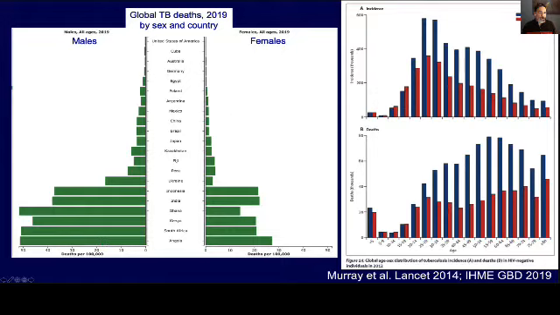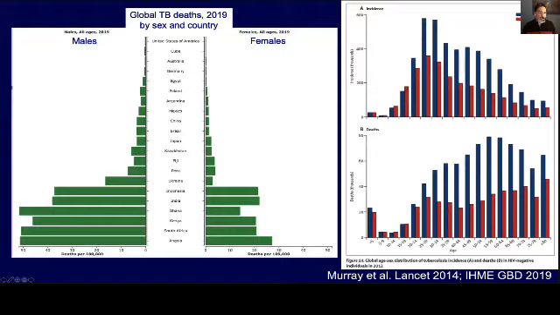I'm showing here the TB incidence on the right. This is an old graph from that Lancet article in 2014 from the Global Burden of Disease study. It basically shows that for TB incidence and for TB deaths, there are not so much in the way of sex differences early on in life, up until about age 20, but beginning at around age 20, you begin to see these sex differences emerge.